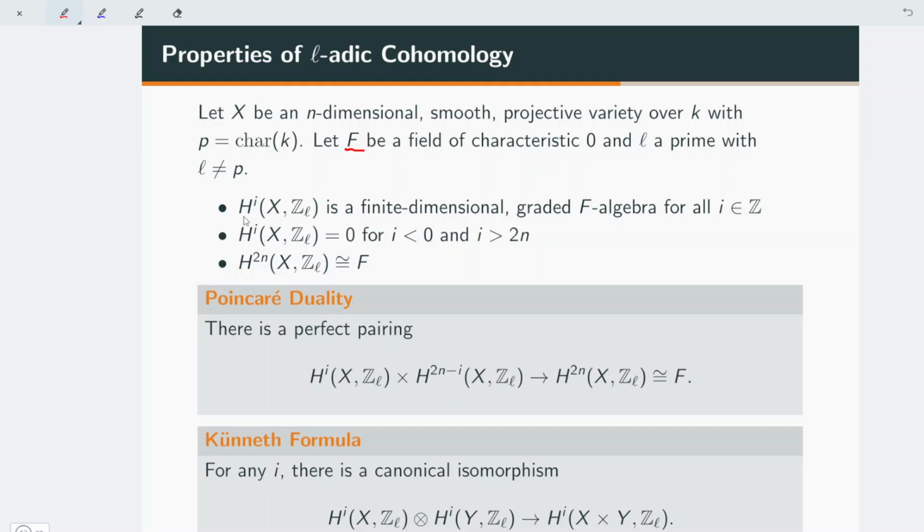So this inverse limit that we defined earlier of Etale cohomology groups, the l-adic cohomology of X, is a finite dimensional graded F-algebra for all indices i. That's sort of the least we could expect, and that's the first place where this F comes up, just the field these things are algebras over, typically some number field, I think. This is for all integers, even negative ones, but it turns out all the negative ones are 0. So the 0th one is the first one that comes up, and the highest one is twice the dimension of the variety. And speaking of that highest indexed group, it turns out to be isomorphic to the field of coefficients. That's again another place where that field comes up.